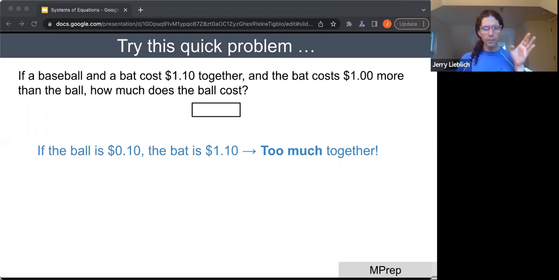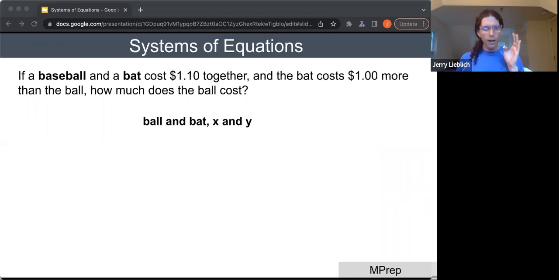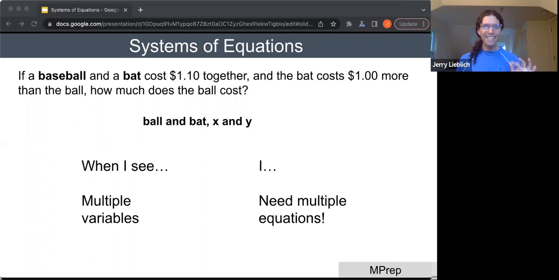So what do I mean by system of equations? Well, the tell here is that we have a baseball and a bat. We have two different things, which means we've got two different variables. And this could show up in a variety of ways where we have more than one variable. And the important thing is, when I see multiple variables, I need multiple equations.